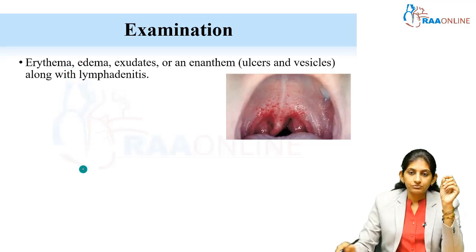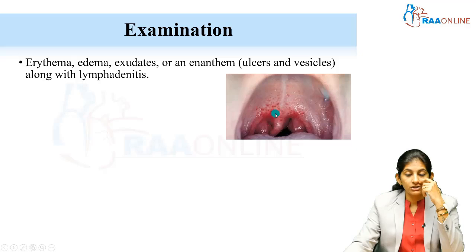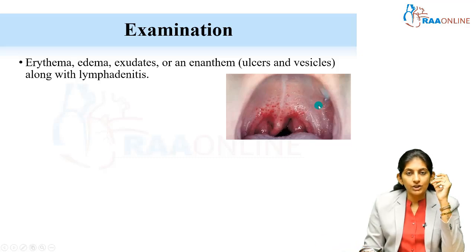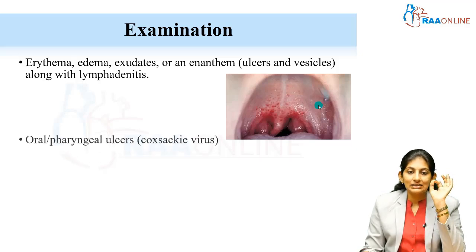First, you will see that the posterior pharyngeal wall, the tonsillar pillars, the soft palate, everything has erythema. Edematous exudates will be seen. Small enanthems can also be seen. And when you examine the lymph nodes, cervical lymphadenopathy will be there. That is actually lymphadenitis. So when you palpate for lymph nodes, they are very, very tender.